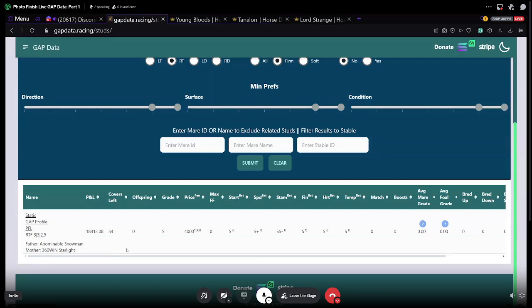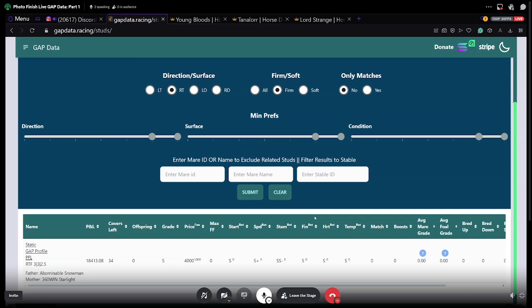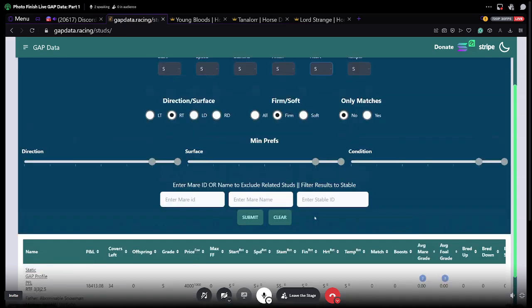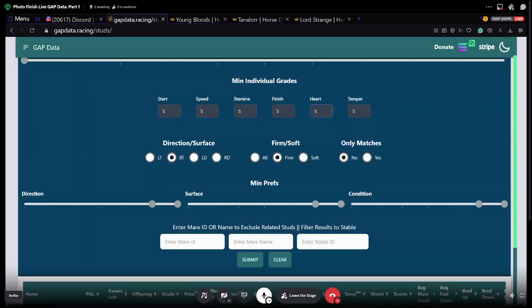There is this guy who is named Static, and he has really good speed and really good stamina. I don't know, Abdominal Snowman farmer. Honestly, I don't use this anymore because I'm not really looking to match up these kinds of stats anymore. It's hard to explain.